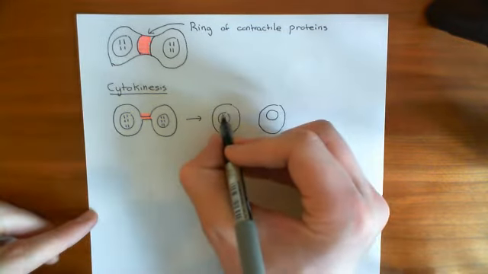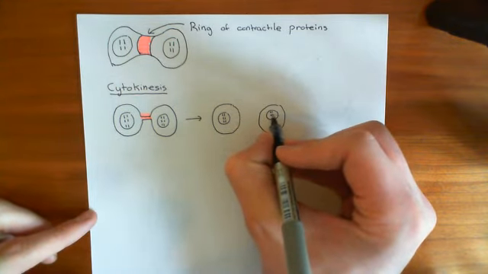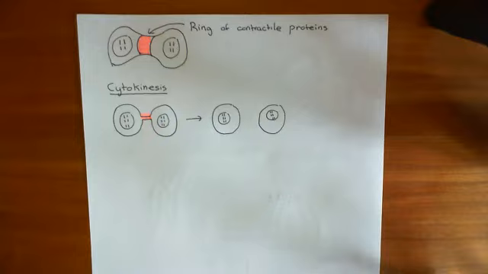Okay, and that is the process of mitosis, pretty much. That's the final stage of the cell cycle. We have now gone from having one cell to having two cells.